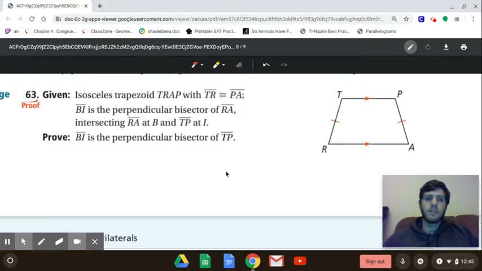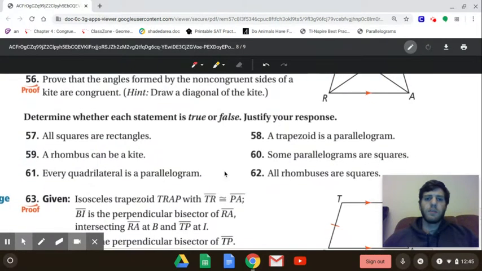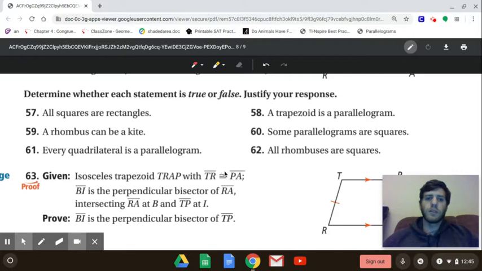The last section I have you do here is 57 through 62, which is true or false, and then a quick justification of your answer. So again, we can do a couple of them, and then we'll leave the other. We'll do the first two, and then leave the other four for you guys.